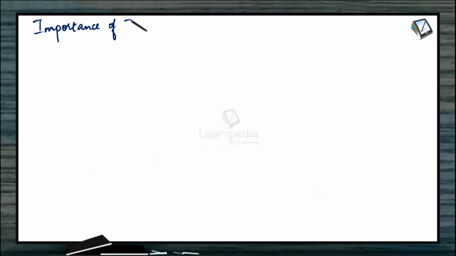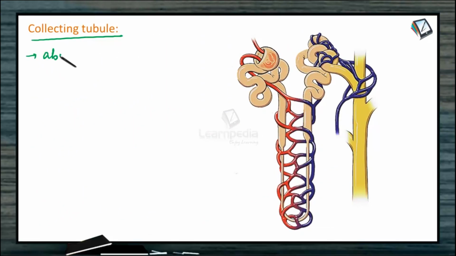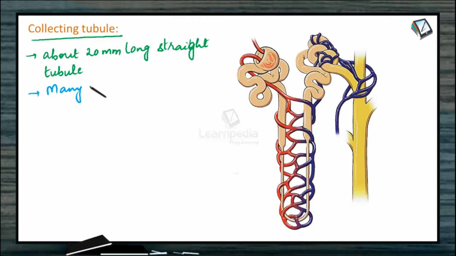Importance of juxtaglomerular apparatus. Collecting tubule. This is about 20 mm long, a straight tubule. Many of these tubules join to form the duct of Bellini.